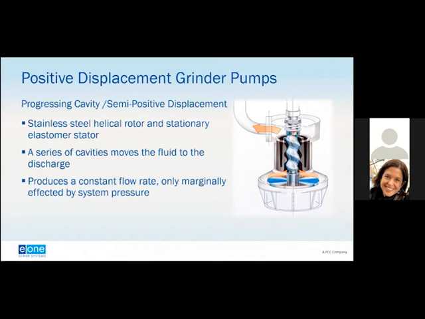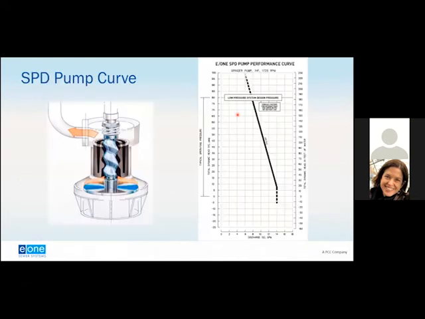And because that wasn't the way this is necessarily designed for, you do get a little bit of slippage of that water. That's why it's semi-positive displacement and not full positive. But what this does is it produces a constant flow that is only marginally affected by the system pressure on the discharge. That yields a system curve that is near vertical.